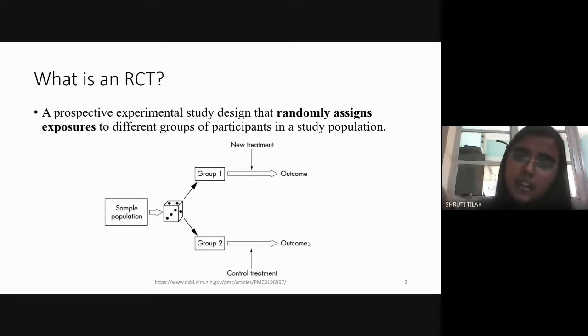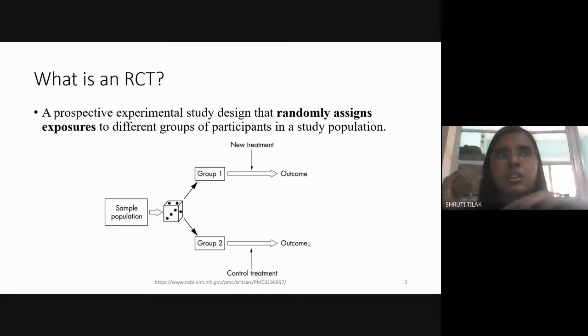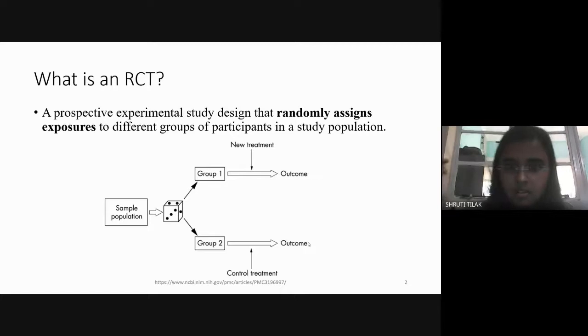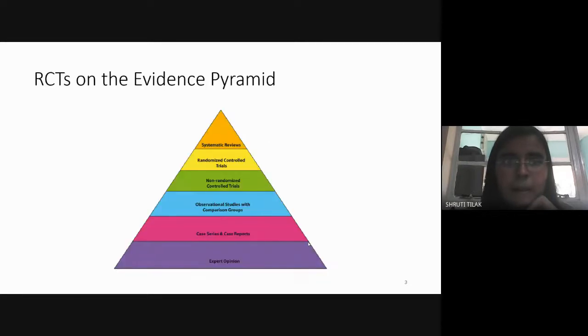And then those respective groups receive different interventions or controls. They basically are assigned an exposure by us, the investigators, right? And then we're going to check what the outcome is for each group and compare the groups. So that's an RCT in a nutshell.